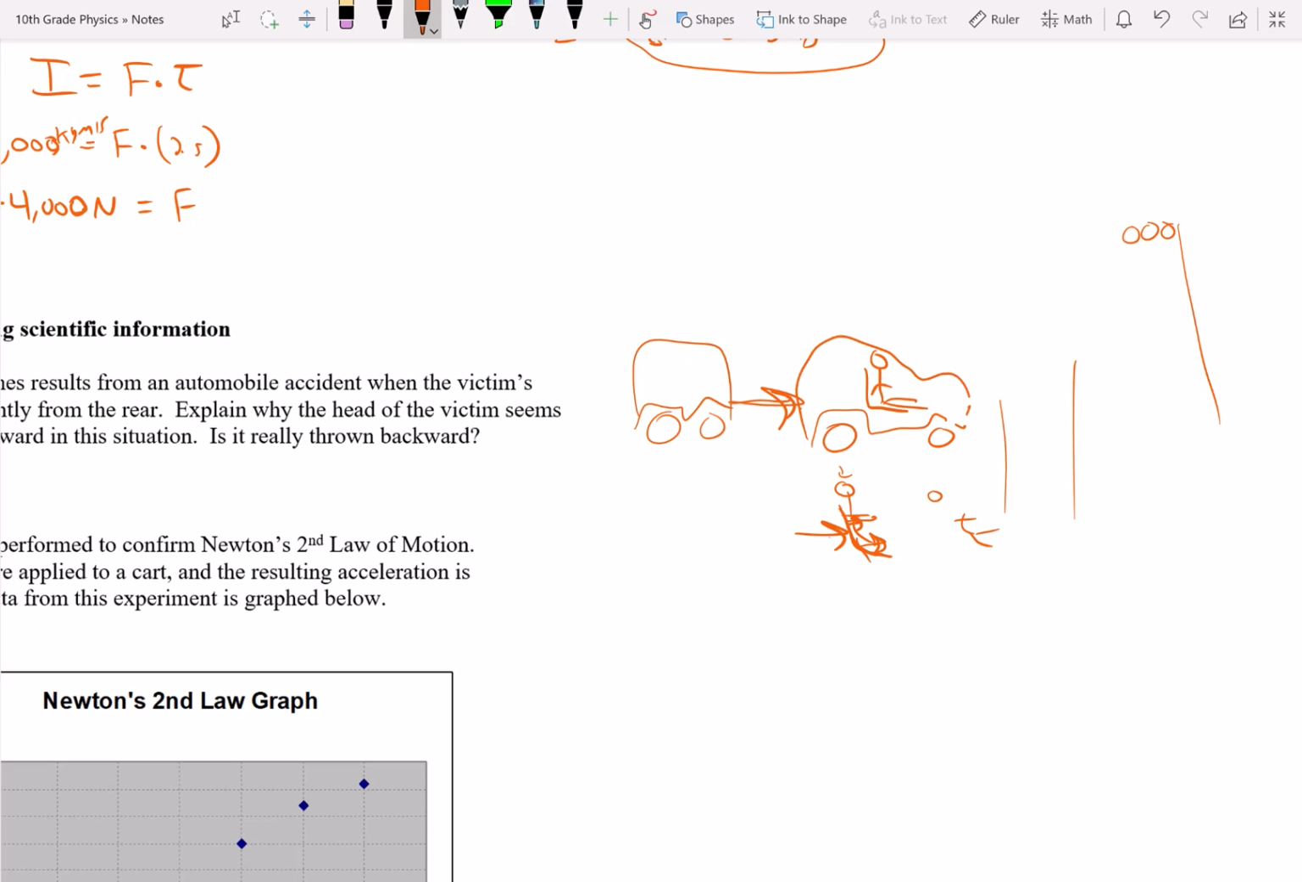right? Because of inertia, your head wants to stay there. The rest of your body wants to move forward. So your head wants to be over here while your body's here, but of course it's connected by your neck. And so your head basically jerks back, and that hurts your neck, right? That stretches out the muscles in your neck.